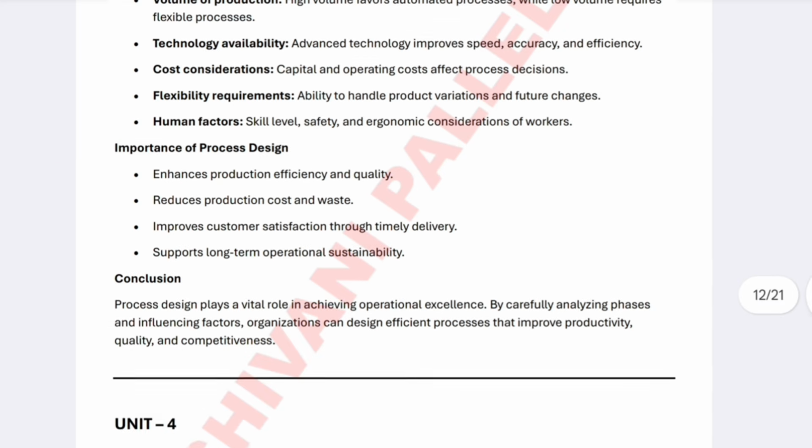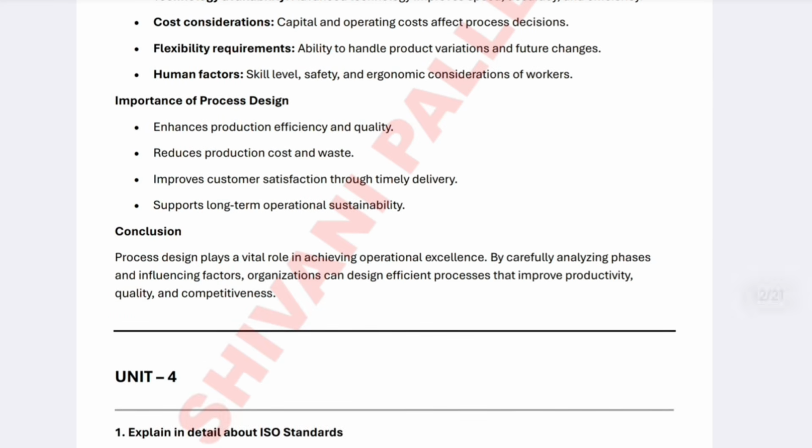Okay, so importance is also the same thing, you can write it: it increases the productivity and quality, it reduces the cost. Importance is the same for any answer. Everything we are using in the organization will reduce the cost, increase the productivity, improve the efficiency, the same thing you can write.